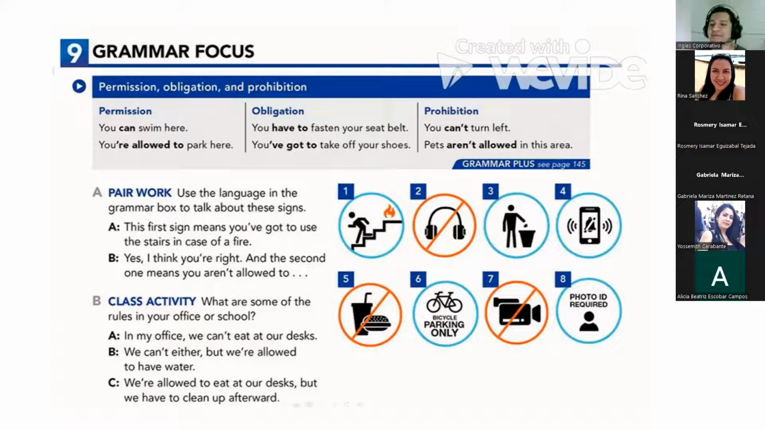Number 6. What is number 6? Permission, exactly. And what is the permission about? You are allowed to park bicycles here. Exactly. You are allowed to park your bicycle here. Only bicycles, right? No motorcycles, no cars, only bicycles. Perfect. Number 7.